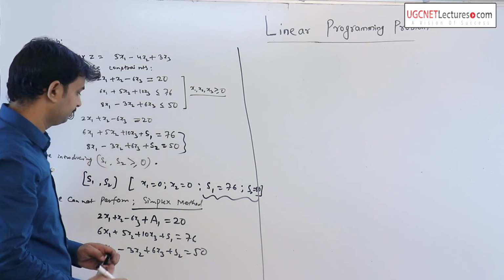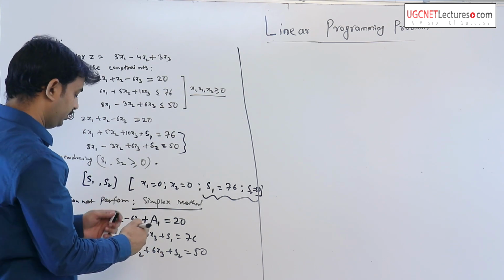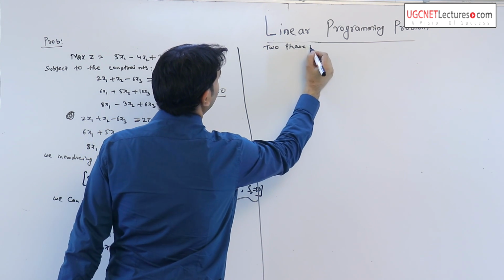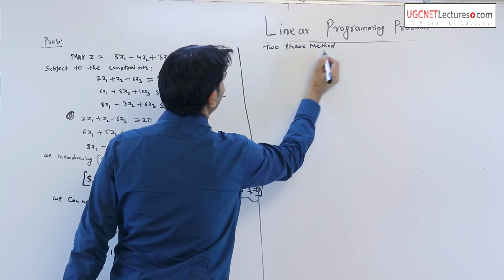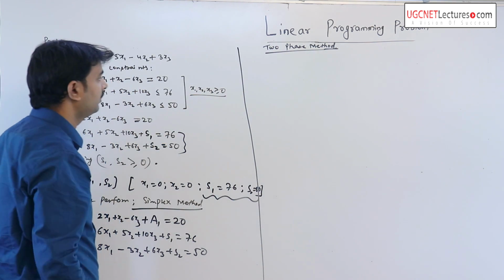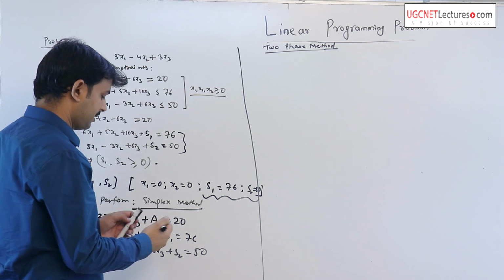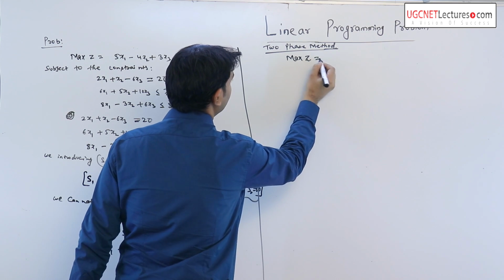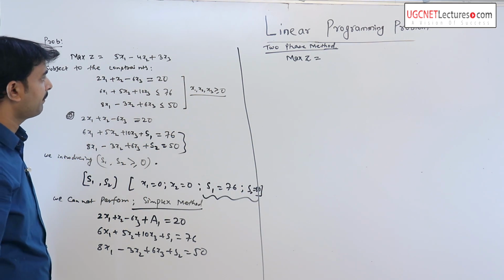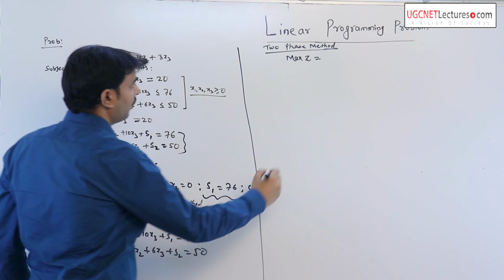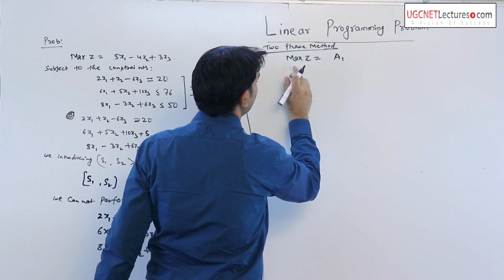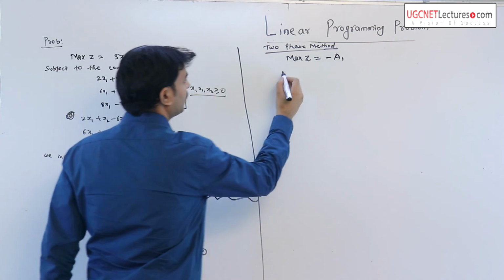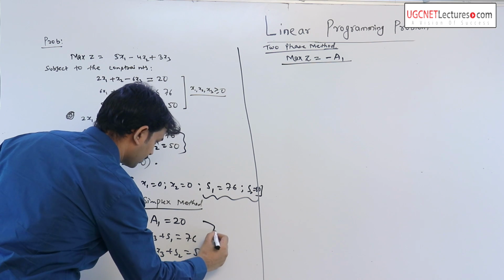Now for this problem, we are introducing the two-phase method. In case of the two-phase method, for the maximization problem, first we solve by taking the maximization function with only the artificial variable. In case of maximization, we have to take the minus, subject to the following constraints.